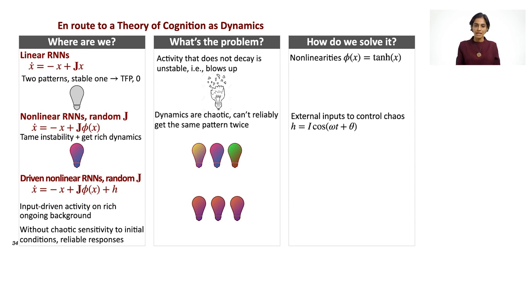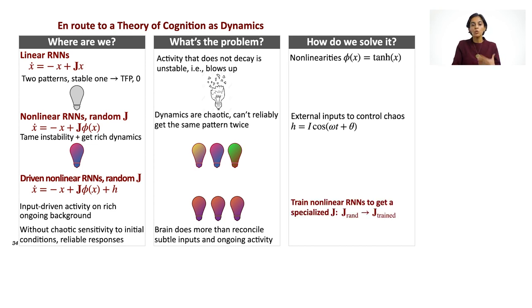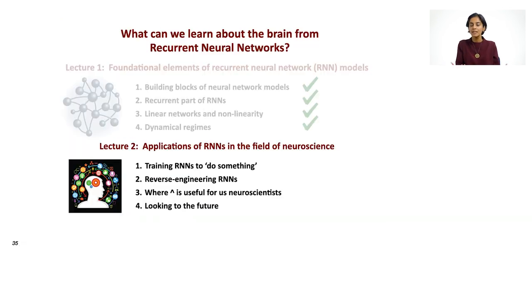Now, are we done, right? Have we solved the problem? The brain does more than reconcile subtle inputs with ongoing activity, right? We want these networks to be able to do things like perform tasks or behave like real neural circuits in the biological system. So what we want to do is to be able to train these recurrent neural network models to have task-specialized interactions. Or we want to get away from the randomly connected J matrix to something that is specialized to do a task. And that's going to be the subject of the second lecture today.